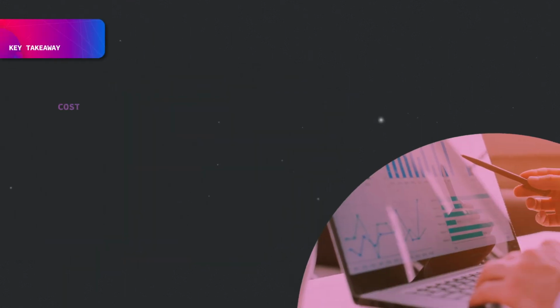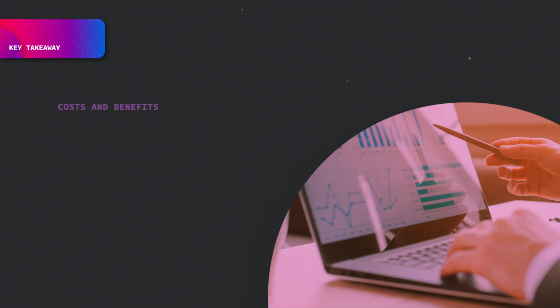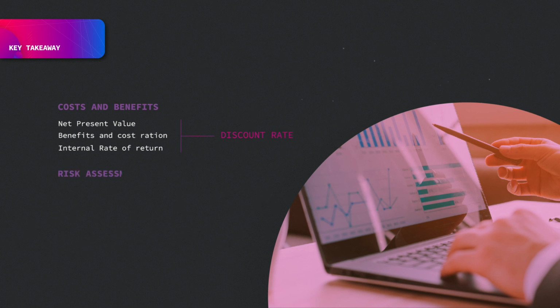To conclude, performing a cost and benefits analysis is a time projection exercise tightly coupled with risk assessment, which is also a time projection exercise. Cost and benefits analysis use three main indicators: net present value, benefits and cost ratio, internal rate of return. All three are based on the discount rate that translates time into financial terms. Risk assessment deals with risk analysis in order to identify and evaluate risks, and risk management in order to mitigate risks.